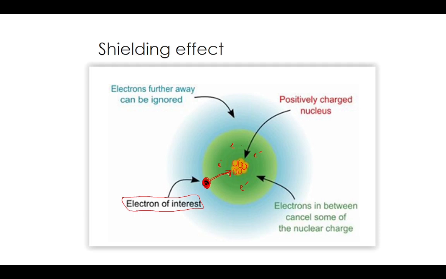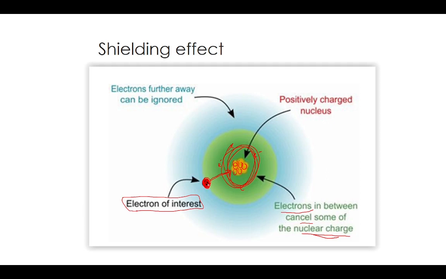But what will happen if you have inner electron? This is the inner electron, and it moves around. So this electron cancels some of the nuclear charge. The electron in between the nucleus and the electron that we are going to study cancels some of the nuclear charge. What is nuclear charge? Nuclear charge is the attractive force that the proton can exert on a certain electron.